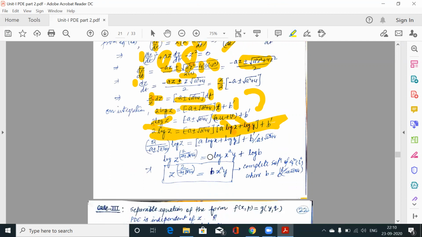Now I have just simplified it, nothing else. The constant term we have kept here. a log x plus log y becomes log x to the power a times y, plus log b, I have taken this constant as log b. This comes to the power of z by the log property, m log n is equal to log n to the power m. So z to the power this, now taking the anti-log, z to the power something is equal to b into x to the power a y. So this is our complete solution.